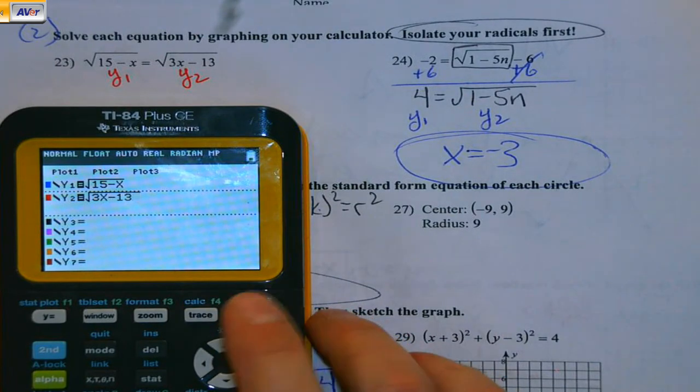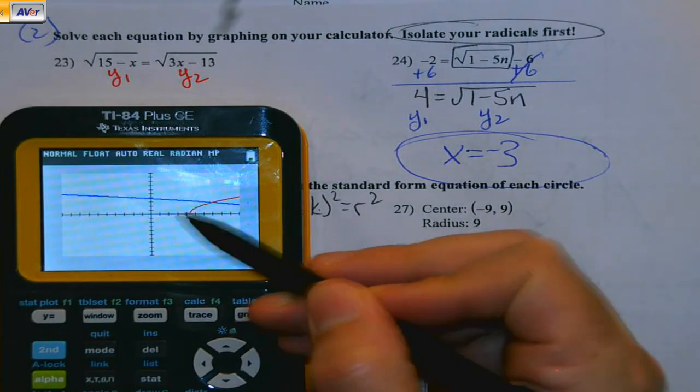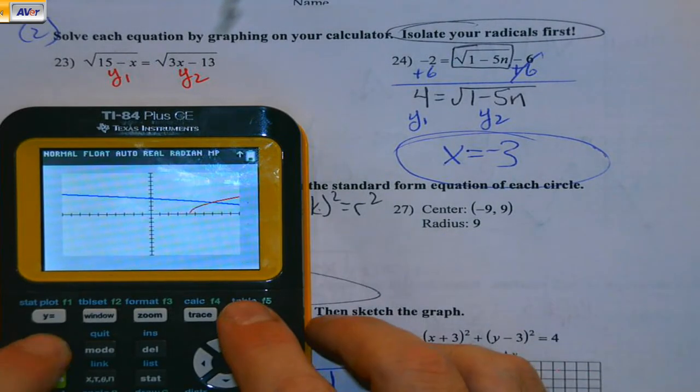Now, if I want to take a look at the picture first, it might help me see where I think the intersection is going to be. So let's see. 1, 2, 3, 4, 5, 6. I don't know. Maybe somewhere around 7. So let's look at the table.